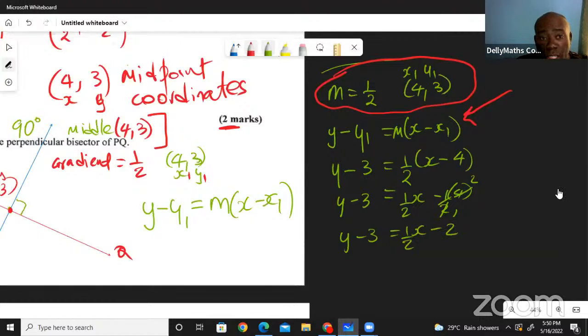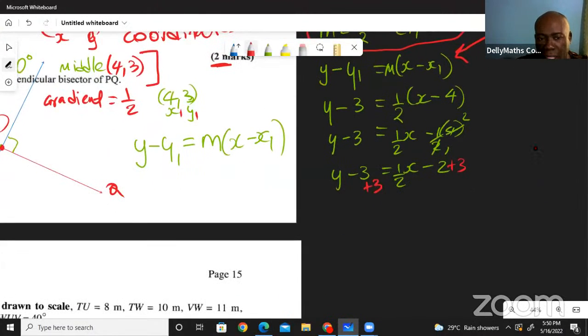We're almost done. We're going to add 3 to both sides, to get rid of that 3. So we're done. So let me just put this to the final. It's going to be y is equal to 1/2 x, minus 2 and a positive 3 give a positive 1. And there we are. We're done. This is the equation of the perpendicular bisector.